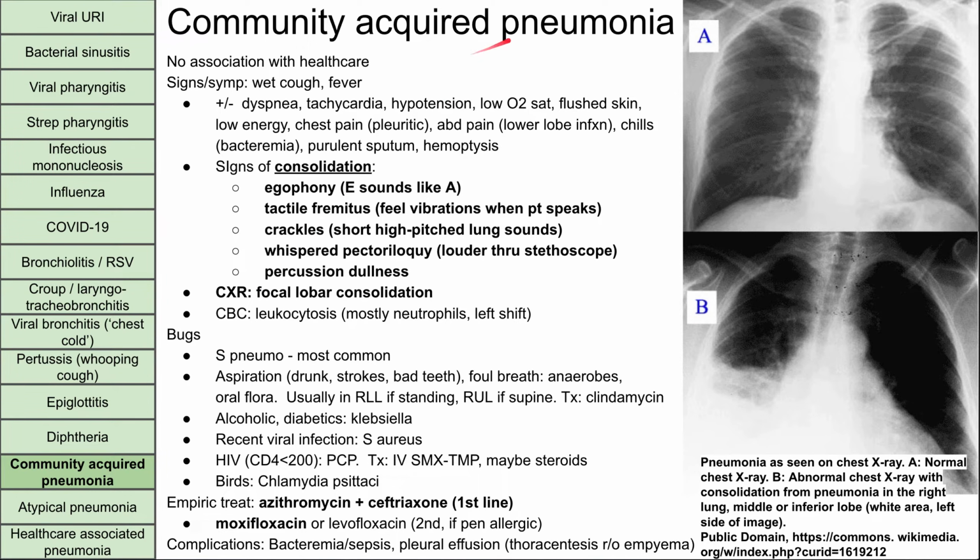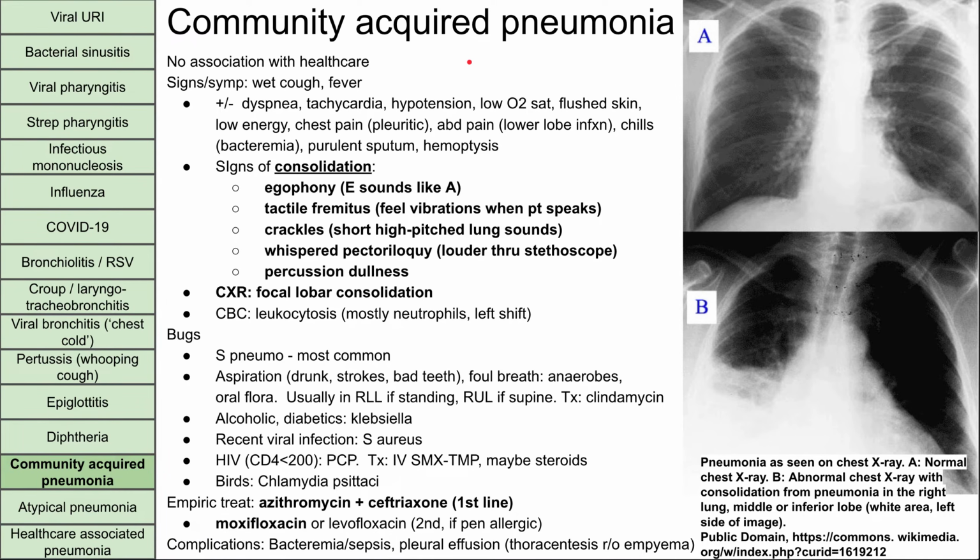This is lobar pneumonia that you get where there's no association with healthcare, and that's in contrast to healthcare-associated pneumonia. The signs and symptoms here that are classic are wet cough and fever. A patient can also have dyspnea, tachycardia, hypotension, low O2 saturations. They can have flushed skin, low energy, chest pain, and it's usually pleuritic chest pain, so it's painful with respirations. They can take a deep breath in, but it kind of hurts. You'll see them grabbing their chest as they take a deep breath in.